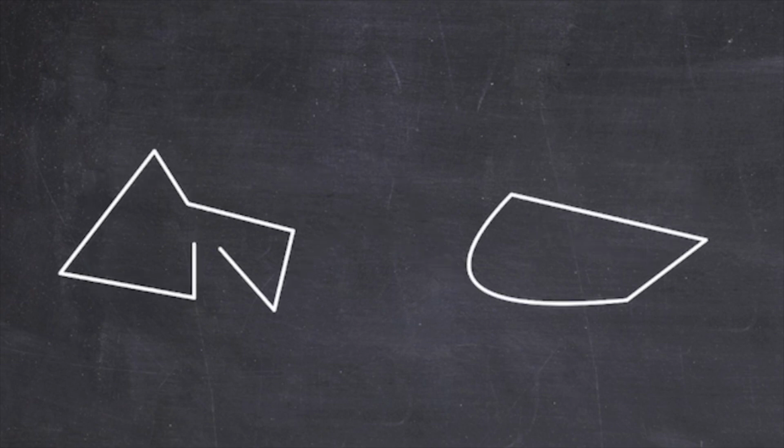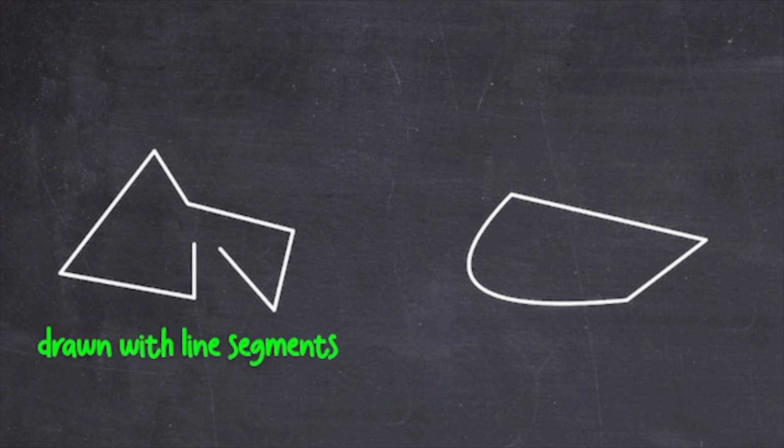We say that polygons are closed because there are no openings in the shape. Here are a couple of non-examples of polygons. The left polygon is made of straight line segments, but it's not closed. The right polygon is closed, but notice that part of the shape is drawn with a curved line instead of a straight line.